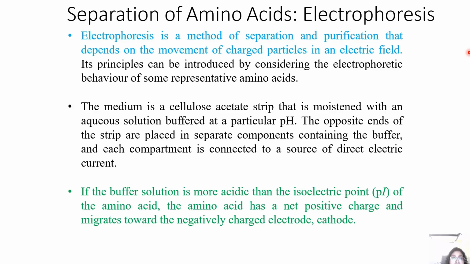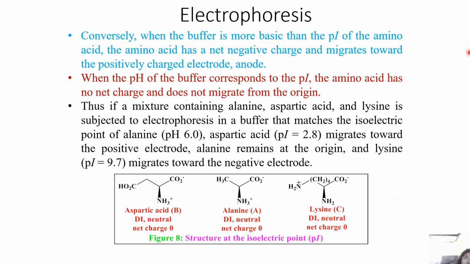So the medium is basically a cellulose acetate strip that is moistened with an aqueous solution buffered at a particular pH. The opposite ends of the strip are placed in separate compartments containing the buffer, and each compartment is connected to a source of direct electric current. So if the buffer solution is more acidic than the isoelectric point, the amino acid has a net positive charge and migrates towards the negatively charged electrode, or the cathode.